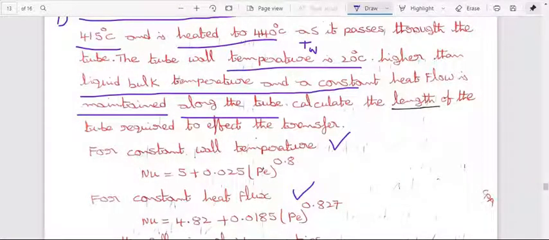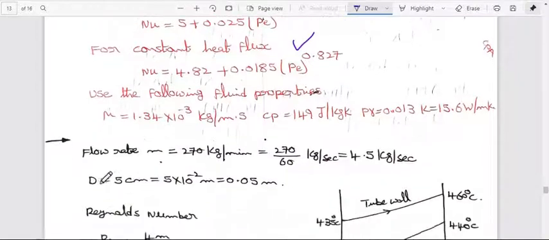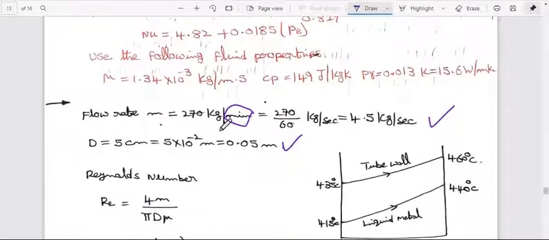Length of the tube means L value. We need to calculate the L value. The mass flow rate is in terms of kg per minute, so we need to convert minutes into seconds: 270 by 60 equals 4.5 kg per second. The diameter D equals 5 centimeters, which we convert into 0.05 meters.